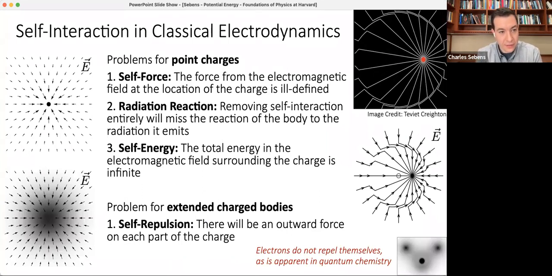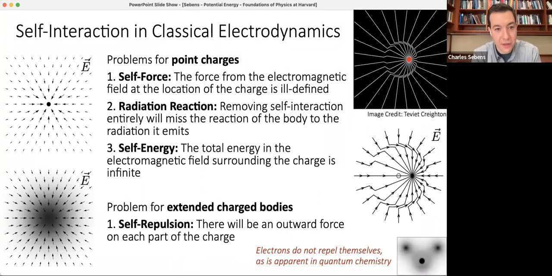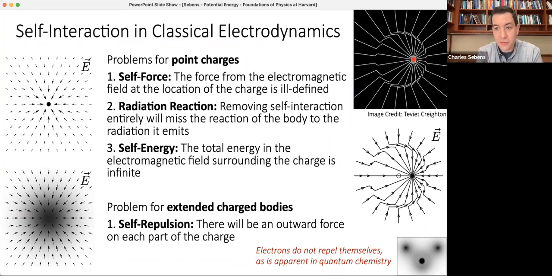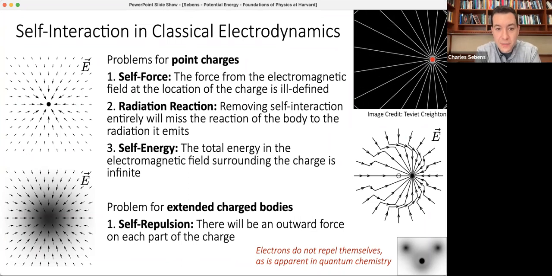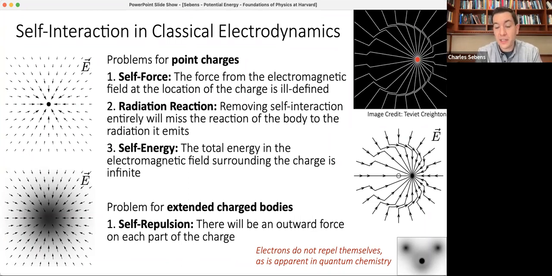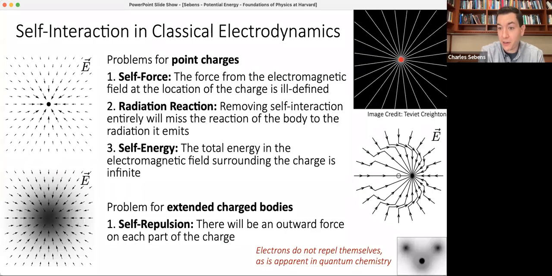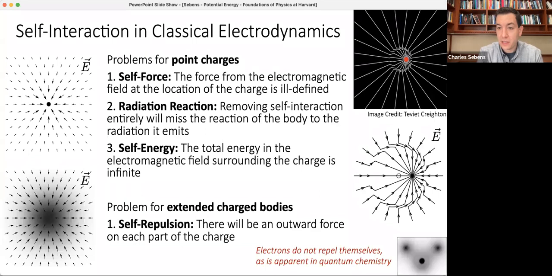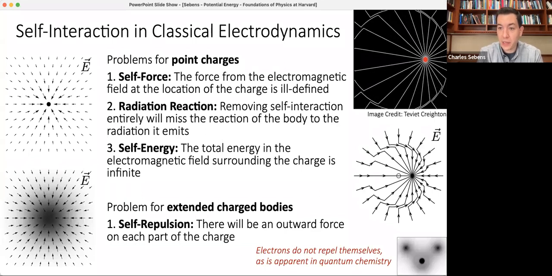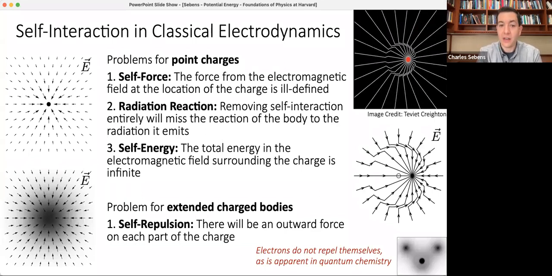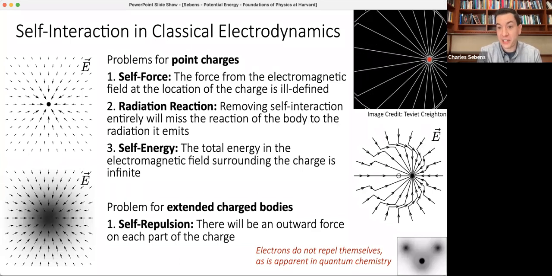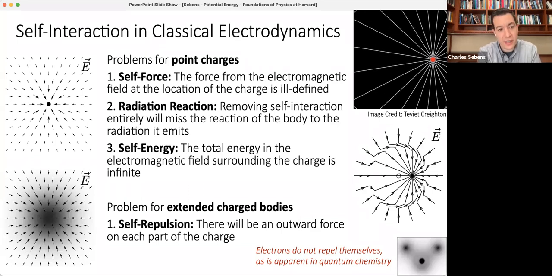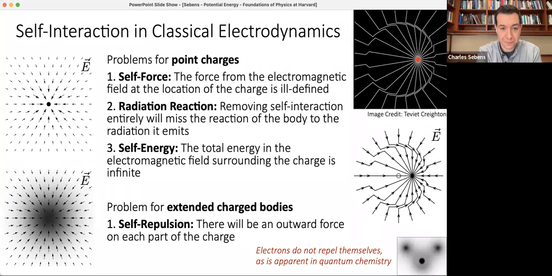I have a few things to say about self-interaction here, since this is a question of self-interaction. If you have point charges in classical electrodynamics, you face a number of problems of self-interaction. In particular, the electric field produced by the particle itself is not well defined at the location of that particle. It gets stronger and stronger as you get closer to the particle, becoming infinite in strength as you approach it. And depending on which direction you come in from, the electric field would be pointing in a different direction. So you don't have a well-defined self-force.